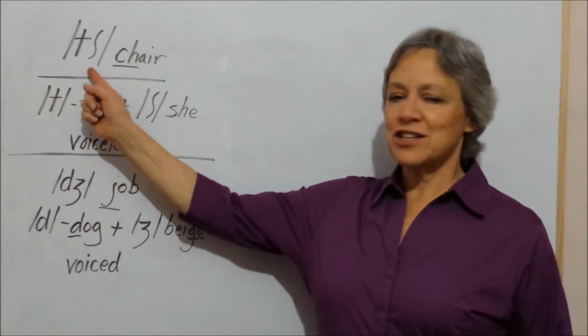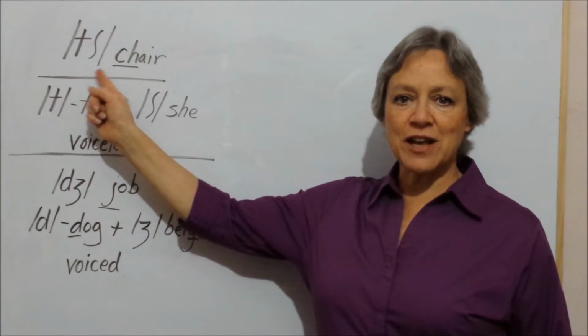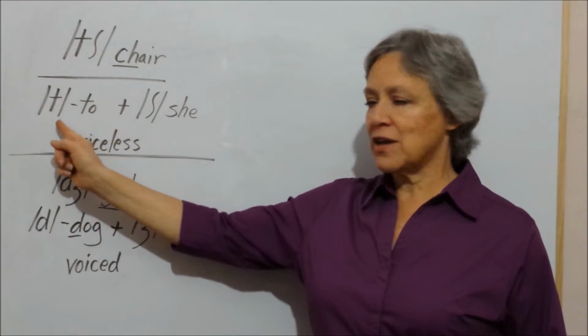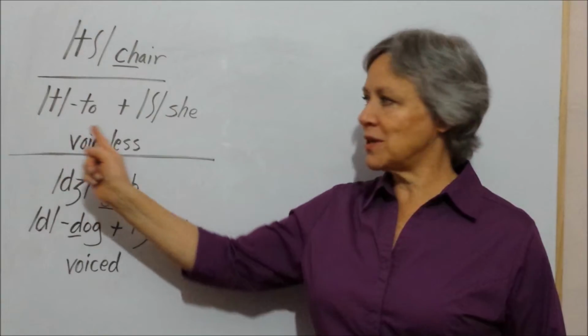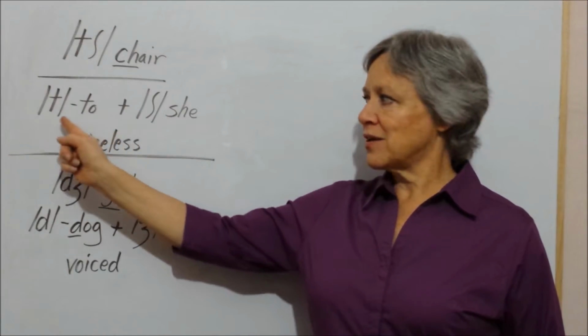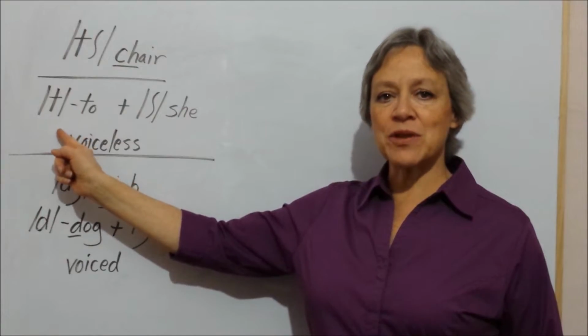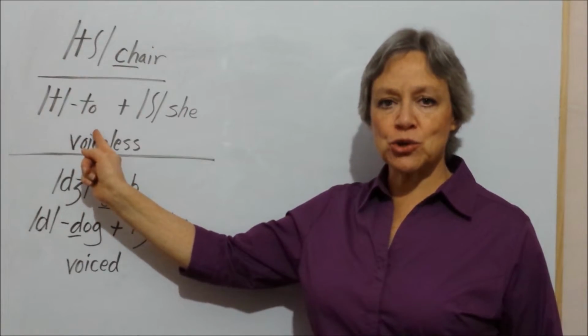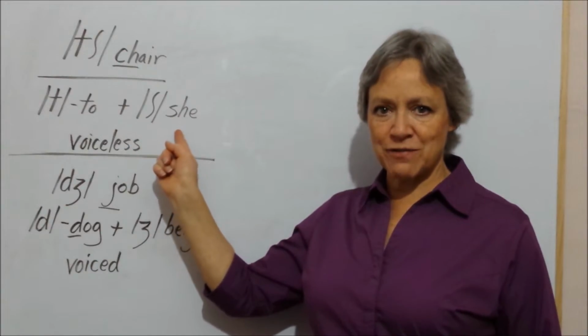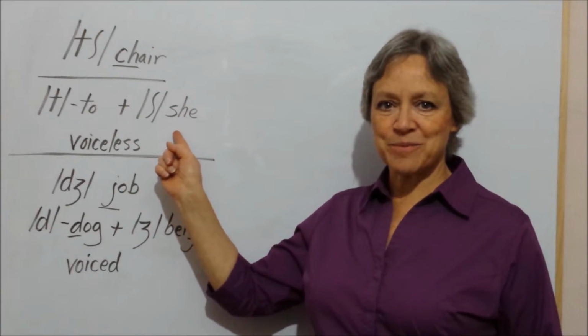The sound ch is the sound that we hear at the beginning of the word chair. It is a combination of the t sound and the sh sound. T is the sound that we hear at the beginning of the word to, and sh is the sound that we hear at the beginning of the word she.